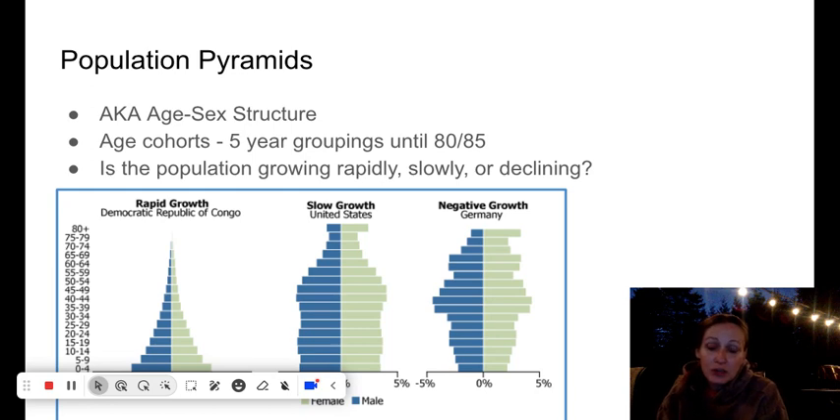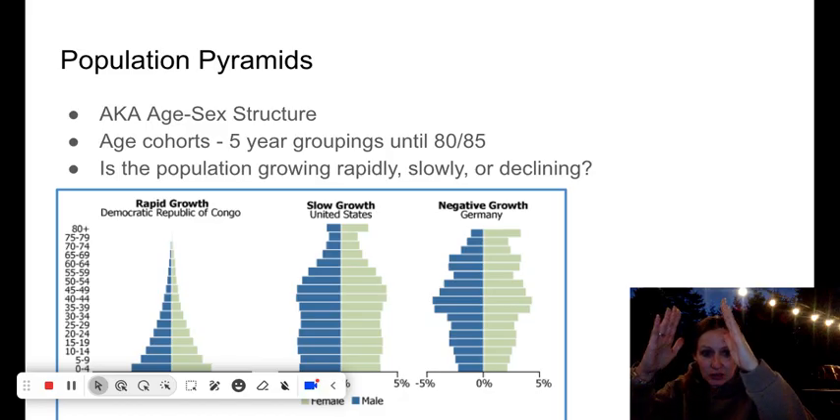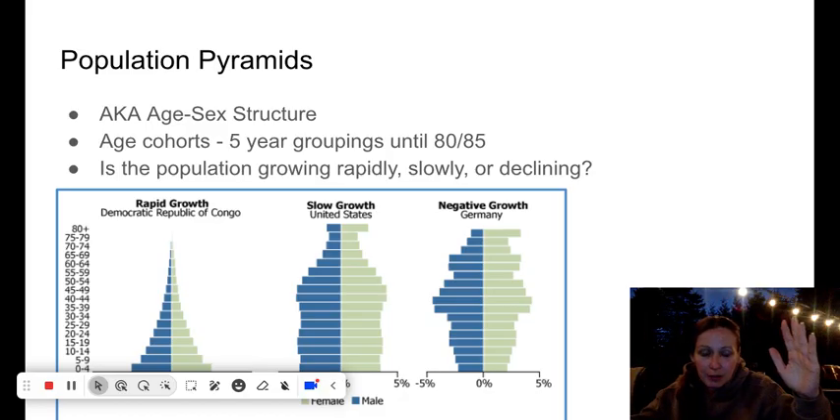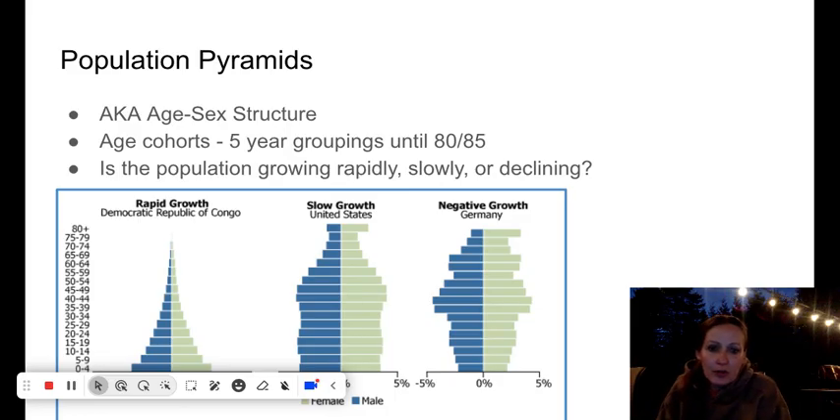If it's like the United States one, where it's pretty similar for most of the time and then naturally sort of slims at the top, maybe a little bit bigger for the really super older folks, that's a slow growth. That is pretty optimal, I would say.